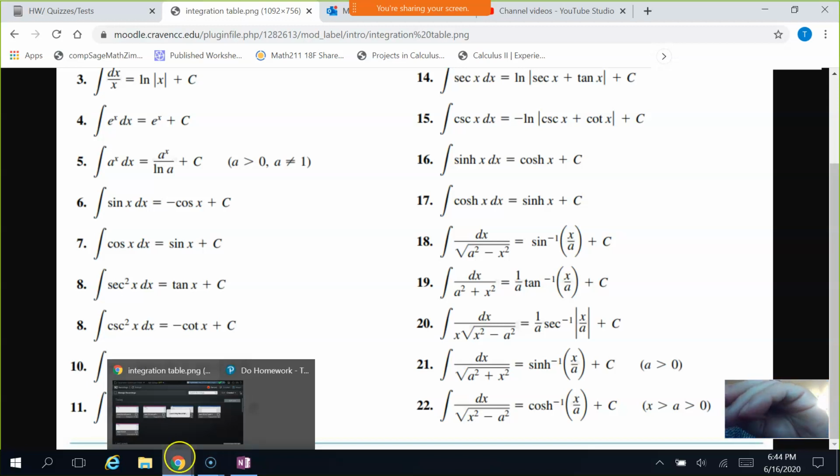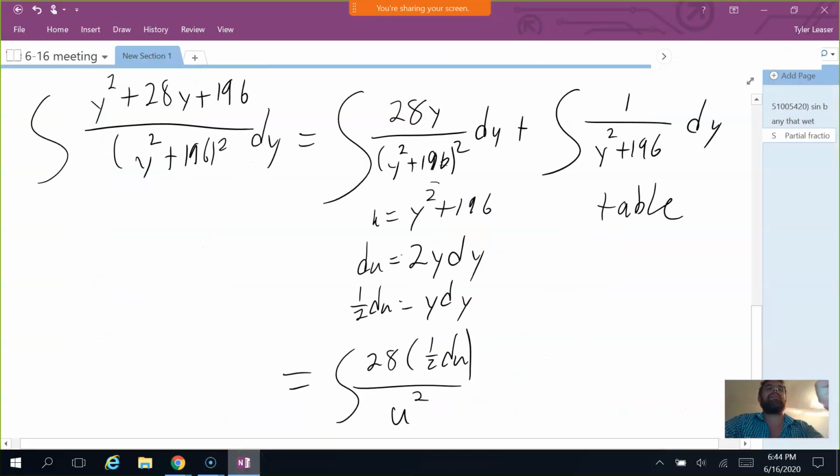All right, so going back to my question. We have 1 over y squared, so y is the x, and 196 as the a squared. I'm pretty sure that's 14 squared. I actually don't know if that's true. Let me double check. Yep, I have confirmed. 14 squared. So my a is 14. So this we can automatically find the antiderivative for. It's going to be 1 over 14 tangent inverse of y over 14.